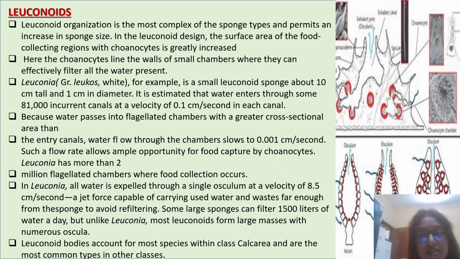Some large sponges can filter 1500 liters of water a day, but unlike Leuconia, most leuconoids form large masses with numerous oscula. Leuconoid bodies account for most species within class Calcarea and are the most common type in other classes. Today's topic has ended.